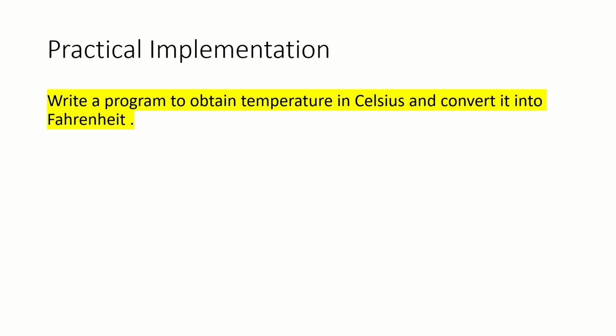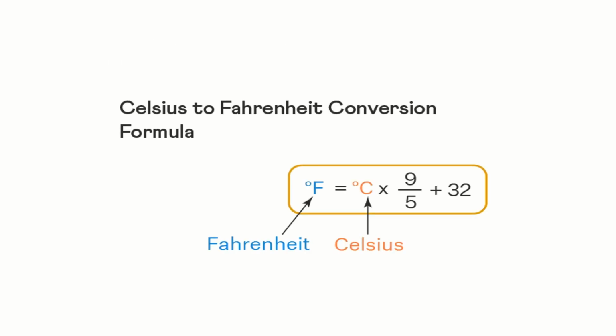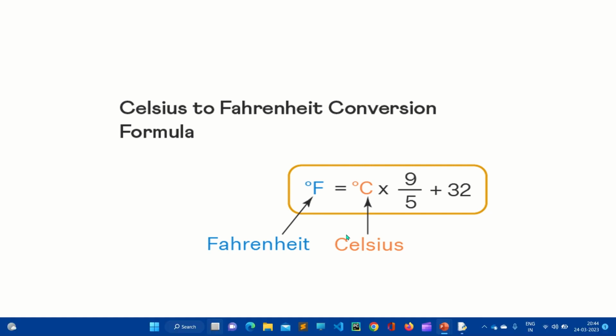If you had to do it manually using a pen and paper, you would apply the formula. This is the formula: degree Fahrenheit is equal to degree Celsius into 9 by 5 plus 32. This is the exact formula for the conversion of degree Celsius into degree Fahrenheit. And I will also use this formula in my Python, ideally 3.9.0 shell. So let's begin with the Python script mode.